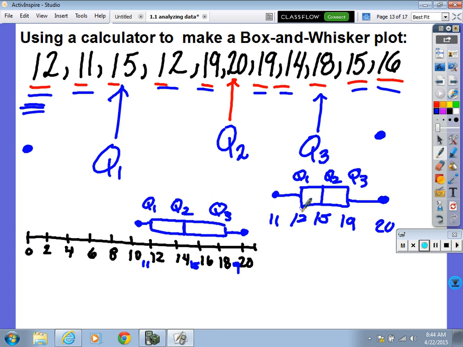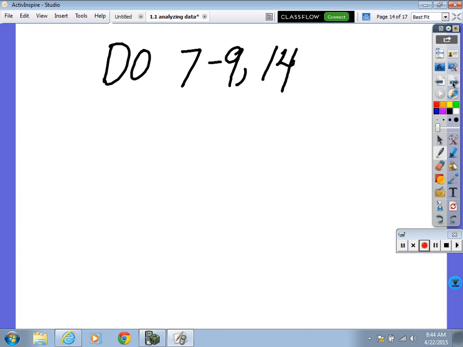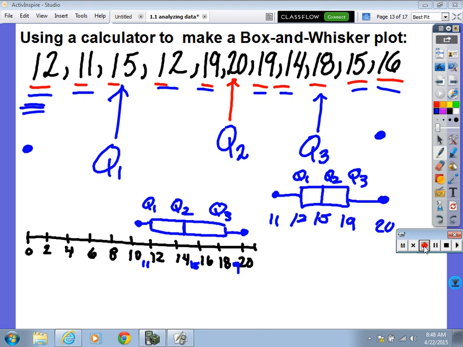Okay. All right, so once again, do your box and whisker plot problems. Now, they might ask you to do a box and whisker plot with the outliers and without, so you can just do two separate ones. Here we go. So do those problems.